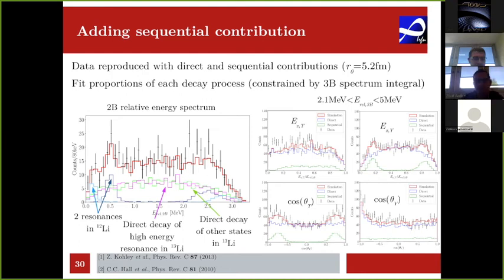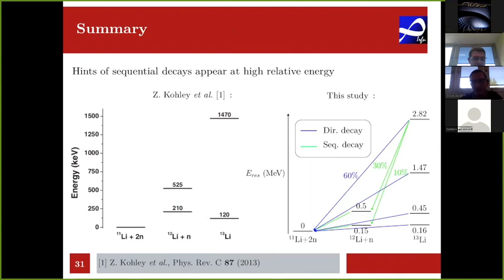So to sum up, for these 4 gates, I use this level scheme. Here I compare it to the one I showed before from this previous study, and here we see that we have a few more states than are common to the two level schemes, with the added information of which state decays with which path. And here we see that the sequential decay appears at high energy.